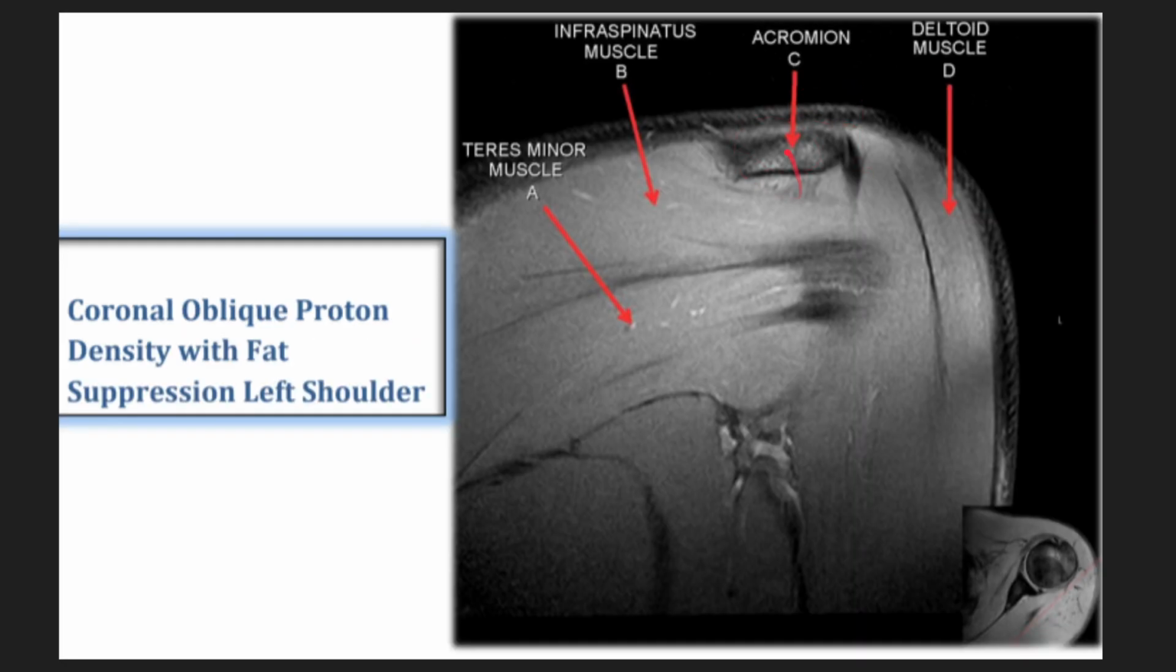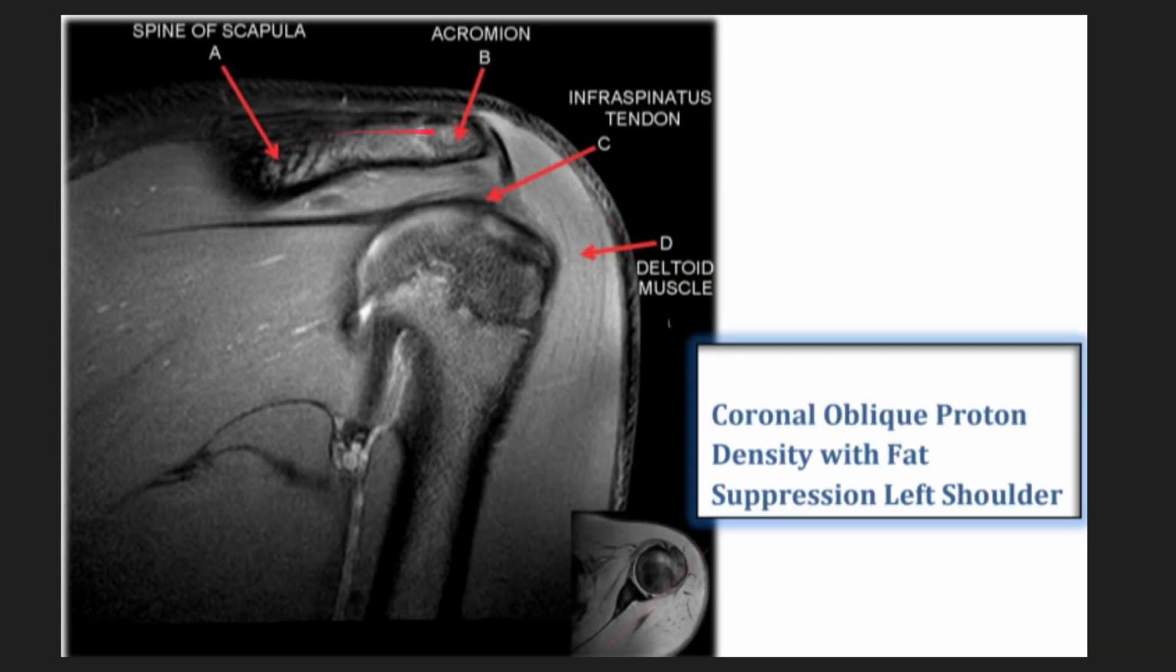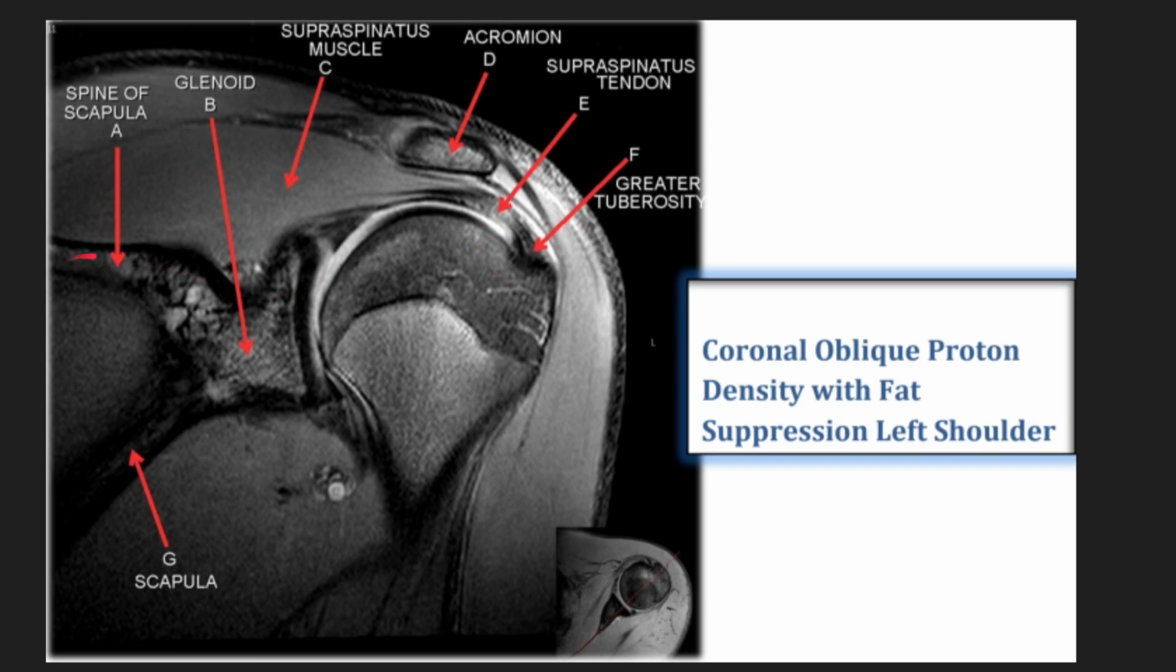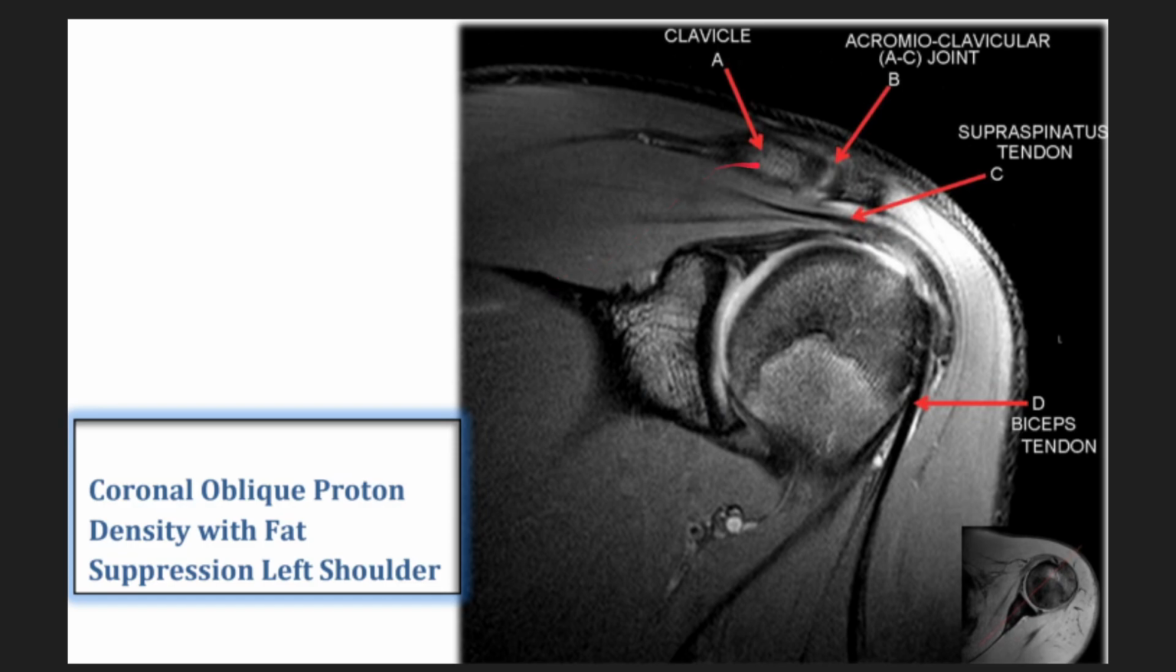You have acromion, deltoid, infraspinatus muscle, teres minor, spine of the scapula here with acromion, infraspinatus tendon and deltoid muscle, spine of the scapula, and here's the scapula, glenoid, supraspinatus muscle, acromion, supraspinatus tendon, greater tuberosity, clavicle here, AC joint, acromioclavicular joint, supraspinatus tendon, biceps tendon.